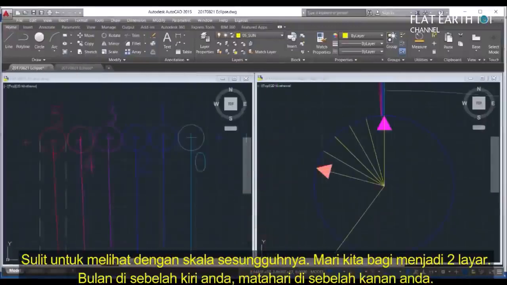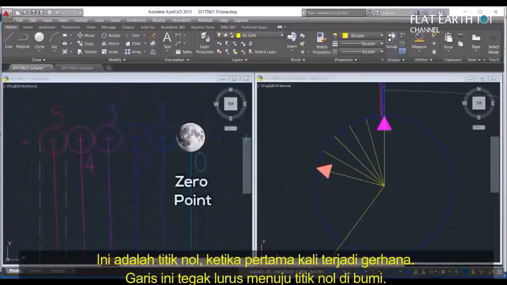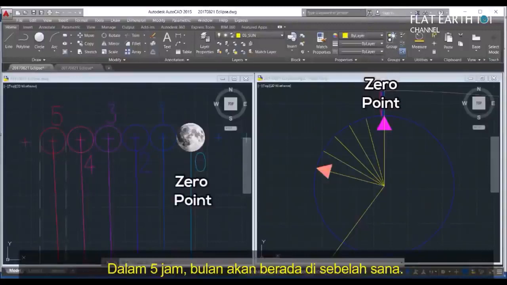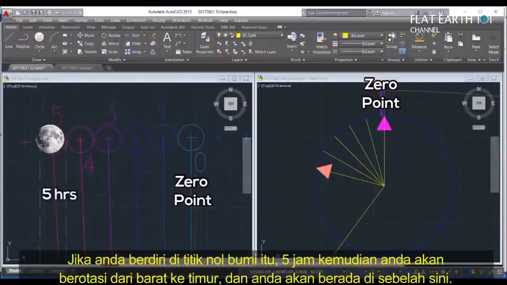Let's split it into 2 screens, the moon on your left side, the Earth on your right side. This is the 0 point when the first partial eclipse happened. The line goes to 0 point on Earth. In 5 hours, the moon will be over there. If you're standing on Earth over here, 5 hours later, you will rotate from west to east and you'll be over here.